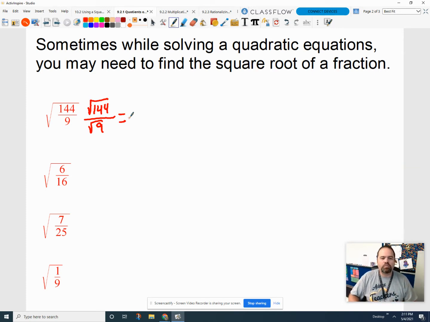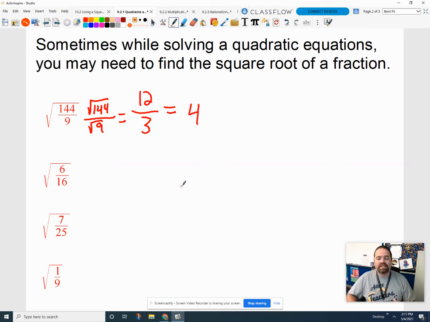Anyway, you probably know these square roots pretty easily off the top of your head. Square root of 144 is 12, and then the square root of 9 is 3. Now, once we've done that, we've taken care of the square root part. I want you to make sure that your fraction is as simple as you can make it. This one you can simplify even further and make it just 4.